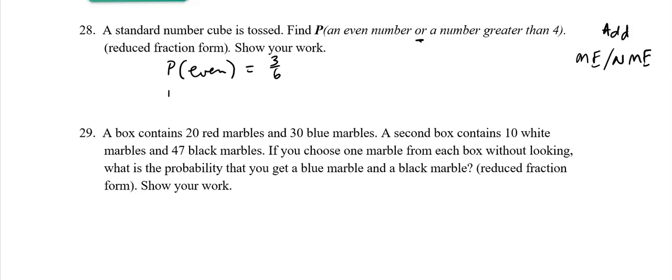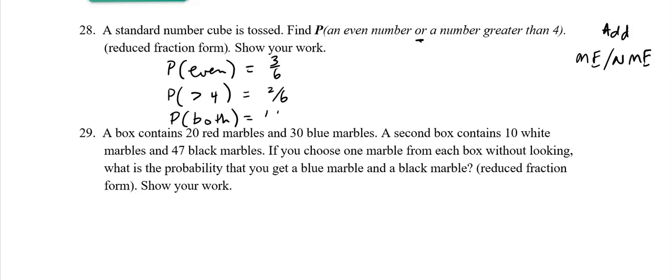Then find the probability of a number being greater than 4. Notice it doesn't say or equal to 4. So that's 2 out of 6. That's just the numbers 5 and 6. Now ask yourself, is it possible for a particular number, or maybe there's more than one, that could be both, even and greater than 4? Well, hopefully you're thinking, well, the number 6 fits both of those descriptions.